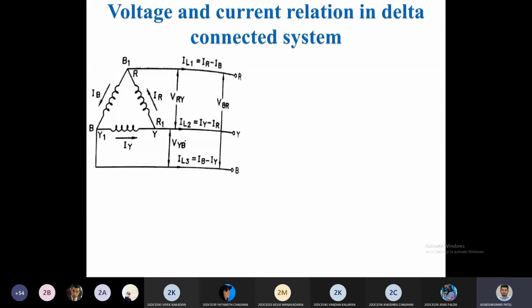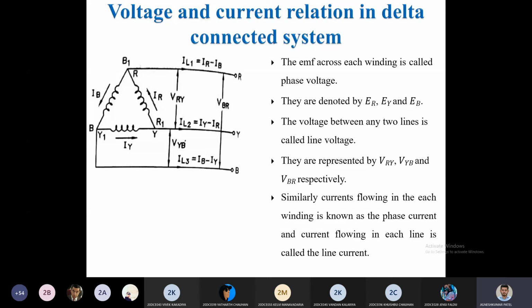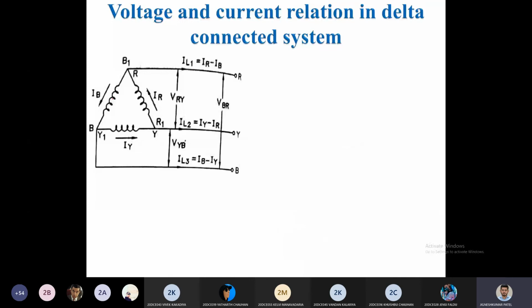So in this delta system, what is the difference is the coils are connected with each other and there is no central point or no neutral point. So what happens here is there is no neutral, that's why I can say the phase voltage is equal to the line voltage. Okay, the phase voltage and line voltage would be the same.